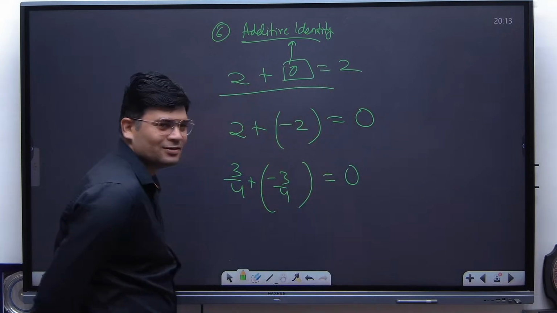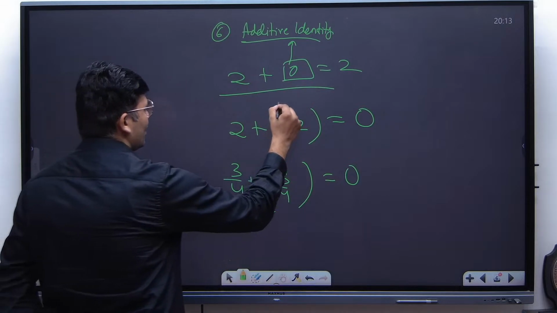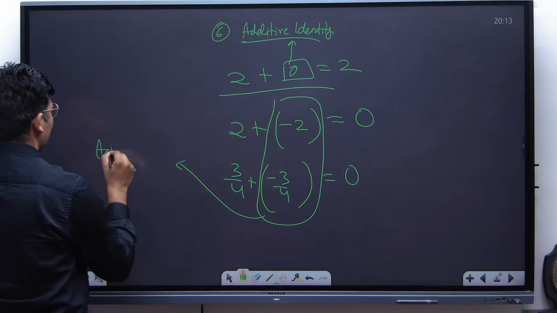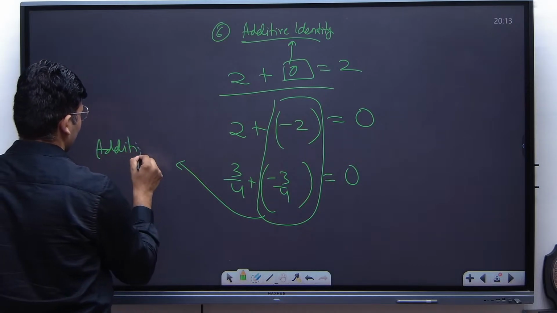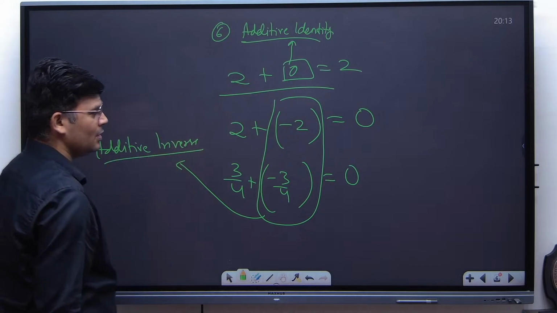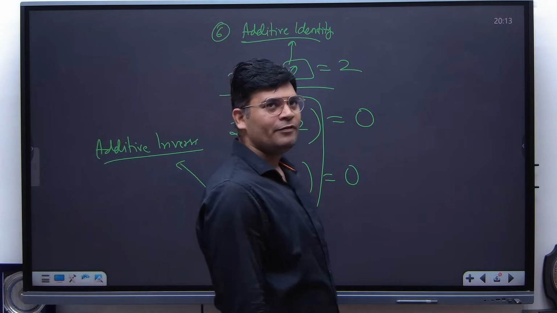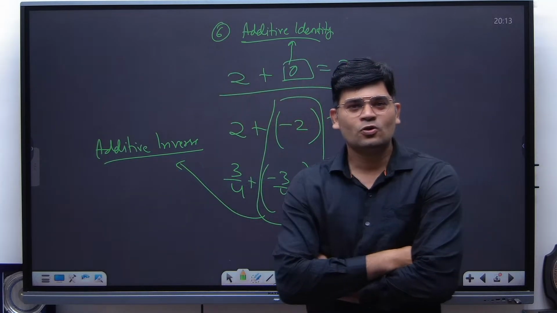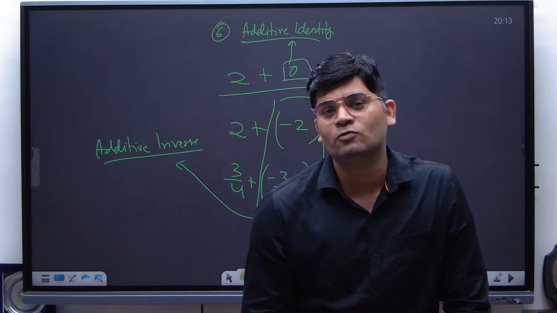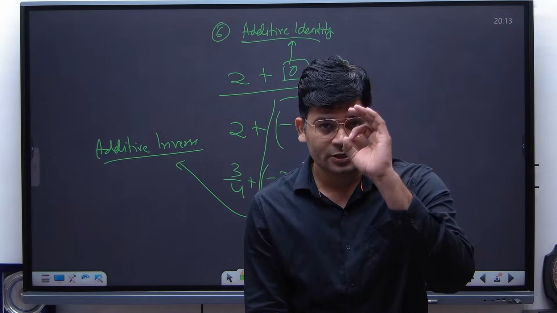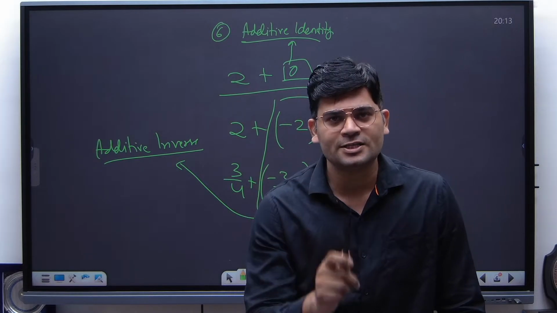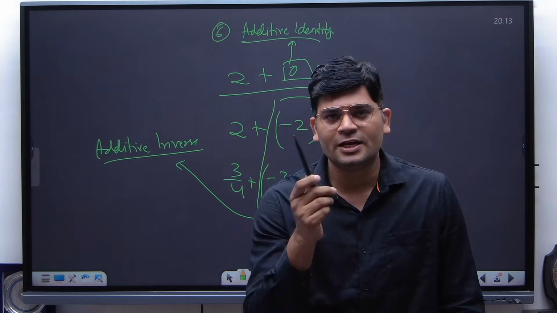Well done. So what are these two numbers known as? They are known as additive inverse. Additive identity and multiplicative identity, don't confuse them with the inverse of those numbers. Additive identity is 0, multiplicative identity is 1, but the multiplicative inverse is the reciprocal and the additive inverse is the negative of that number.